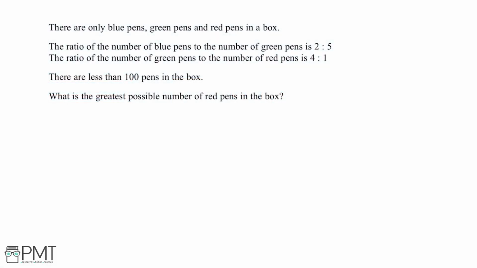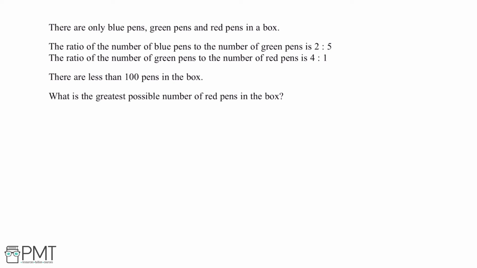There are only blue pens, green pens and red pens in a box. The ratio of the number of blue pens to the number of green pens is 2 to 5. The ratio of the number of green pens to the number of red pens is 4 to 1. There are less than 100 pens in the box. Work out the greatest possible number of red pens in the box.